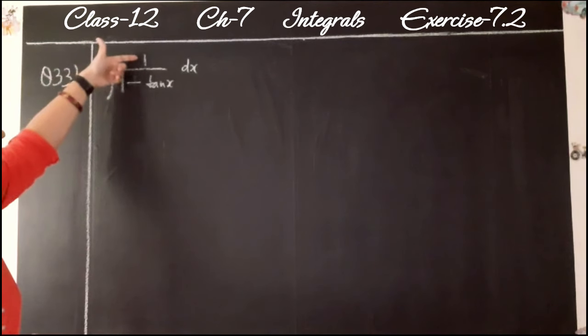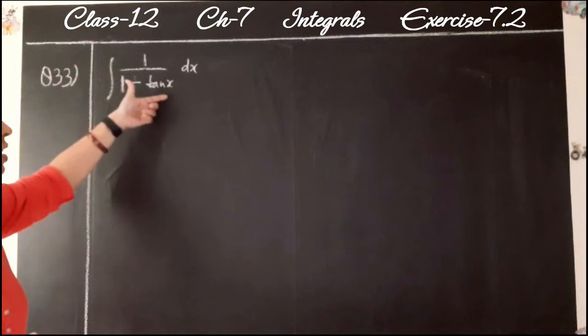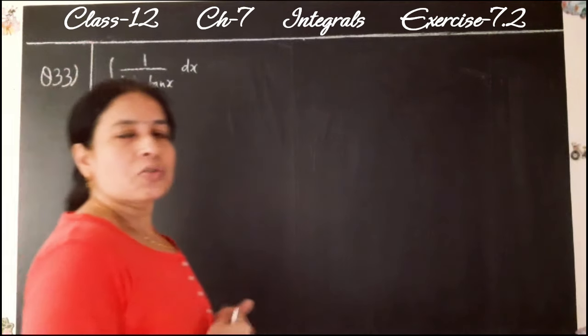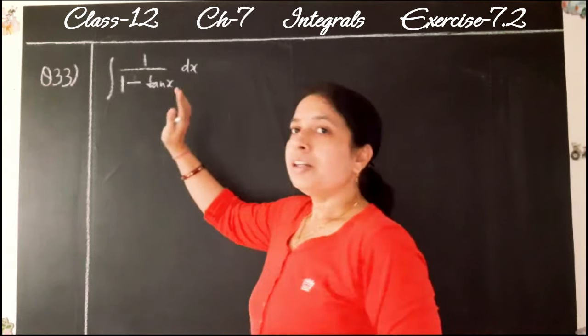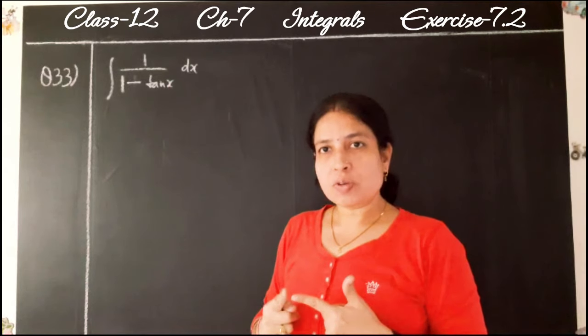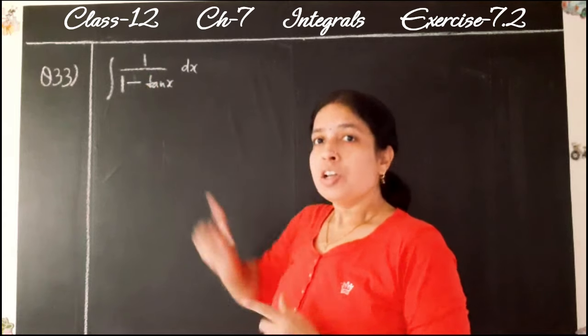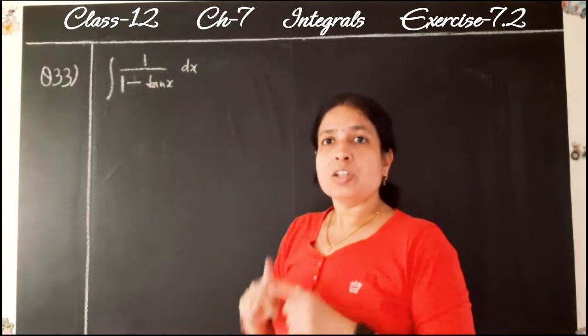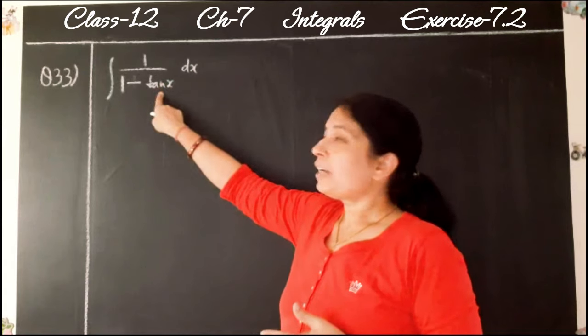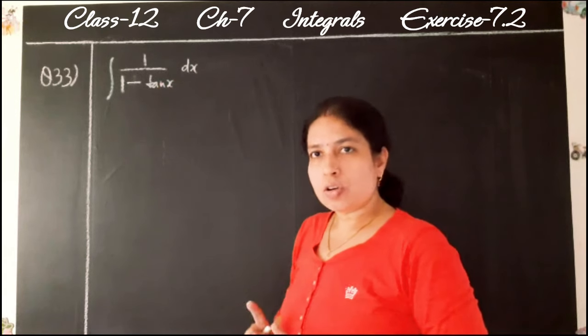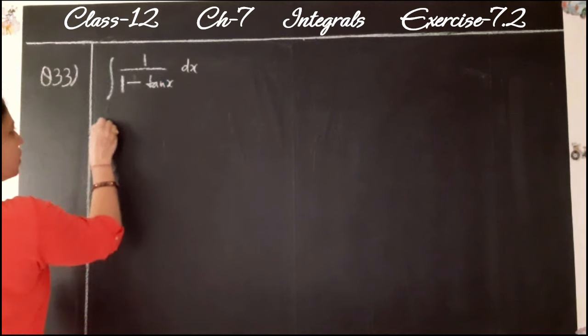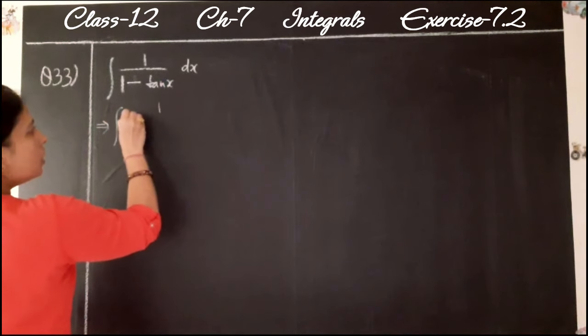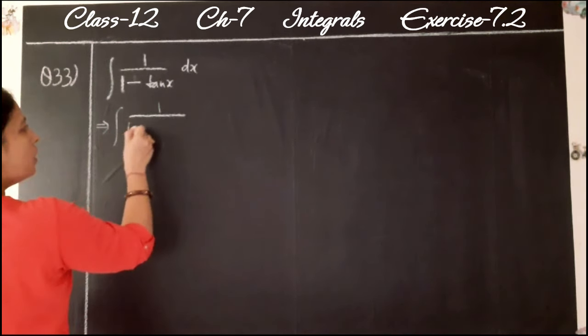It is the integral of 1 divided by 1 minus tan x dx. It is the same as question number 32. Here the derivative of tan x is sec square x, that is not given in the integral. So first we make this integral into sin cos form. We know that tan x is equal to sin x by cos x. So first write here integral 1 divided by 1 minus, write this tan x as sin x divided by cos x, and this dx.